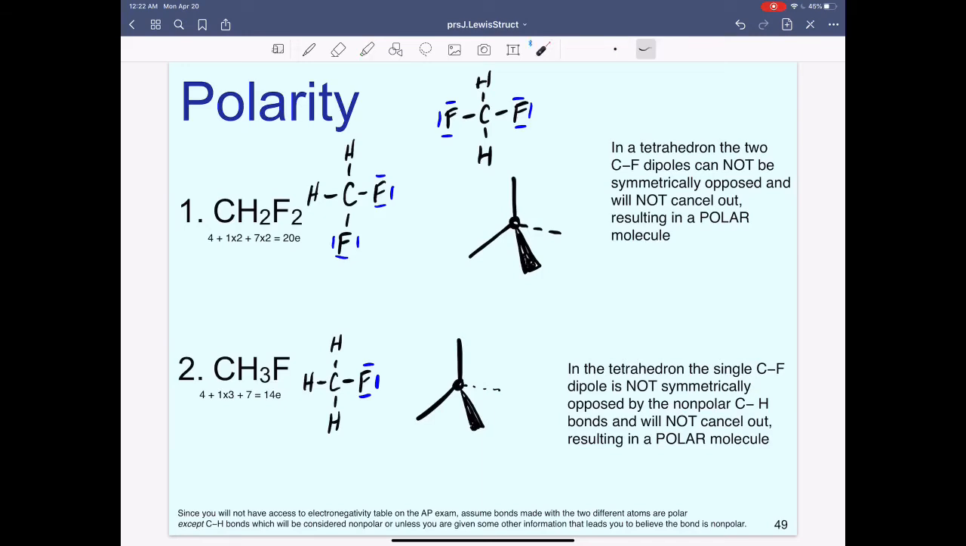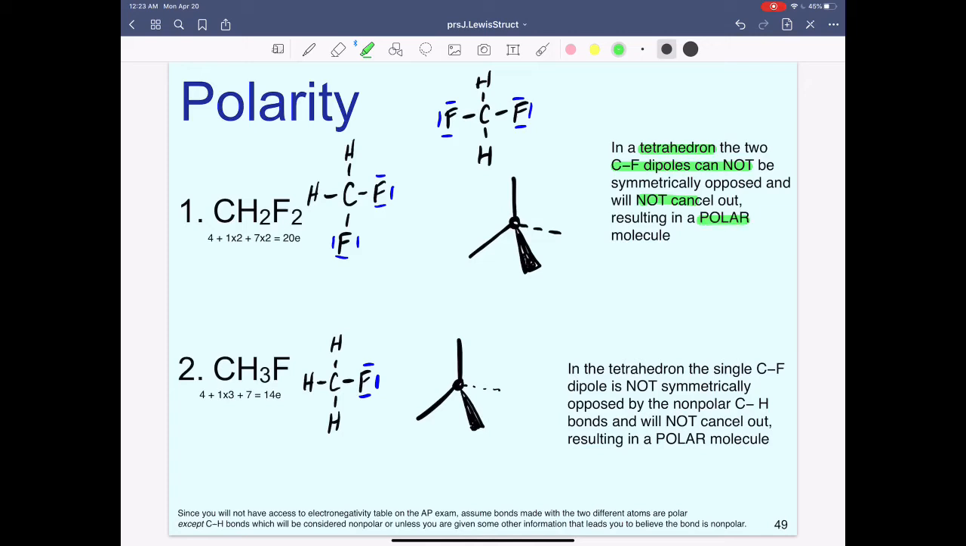You may have drawn this structure for CH2F2, or you may have drawn this structure. Do not be fooled by this structure. Many students may think that these two dipoles would cancel out. However, this molecule is a tetrahedron, and the C-F dipoles cannot be in opposite directions, cannot be opposed by each other, and will not cancel out.